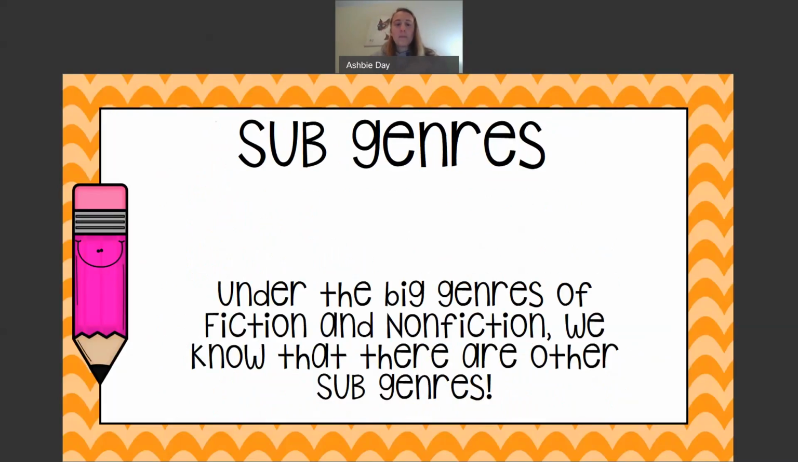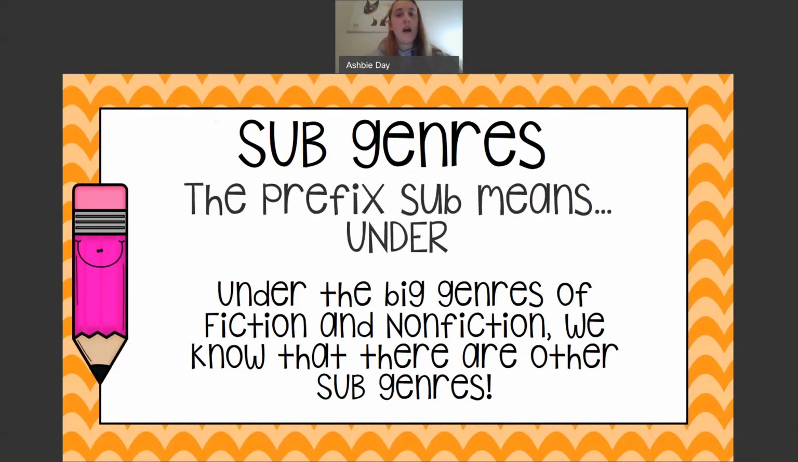Now, we've got some sub-genres. Under the two big fiction and nonfiction genres, we know that there are other genres that are smaller than that. So, the prefix sub actually means under. So these are genres that fall underneath the two big genres of fiction and nonfiction.